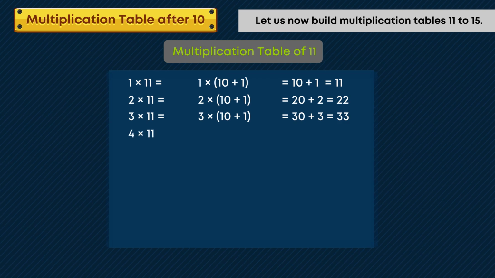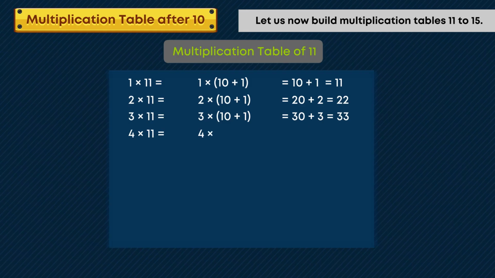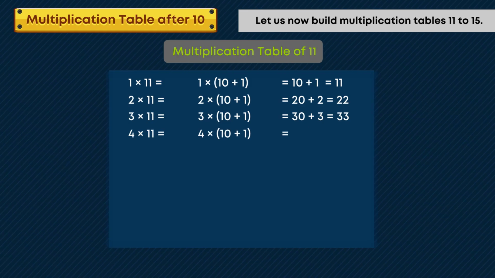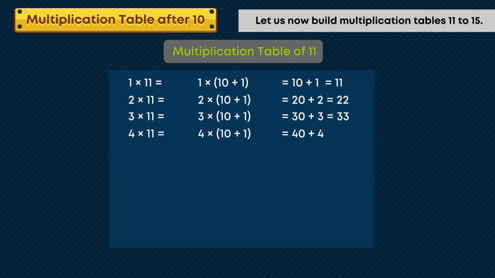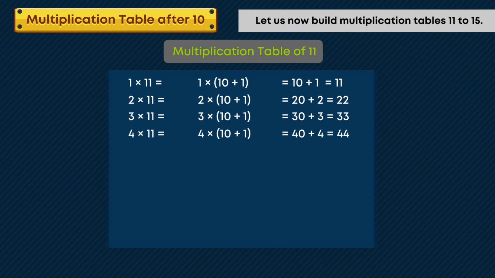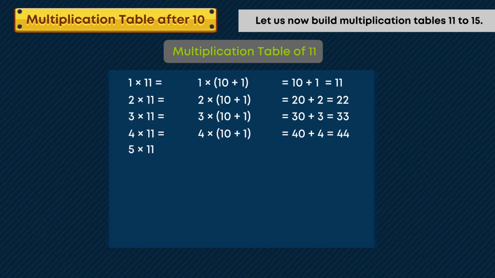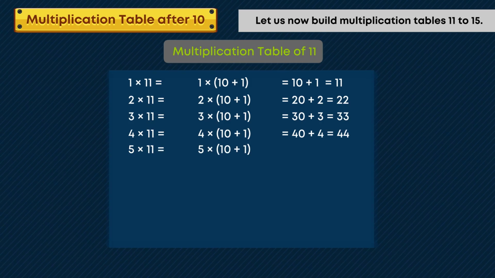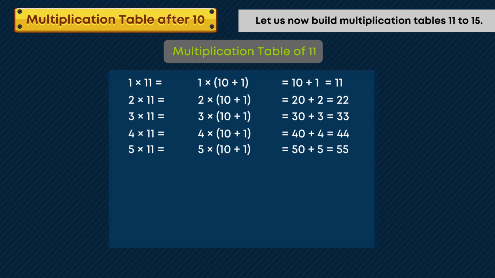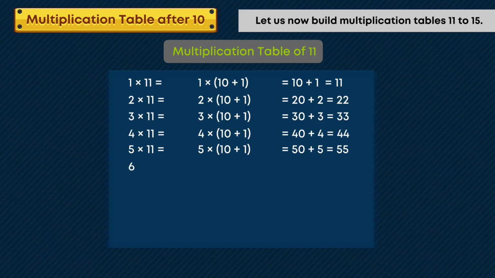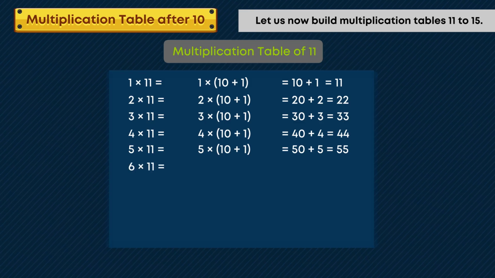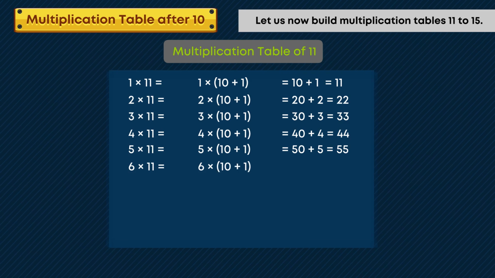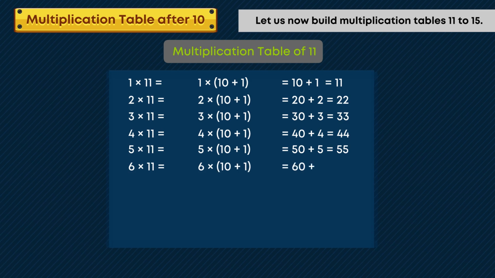4 into 11 is equal to 4 into 10 plus 1 is equal to 40 plus 4 is equal to 44. 5 into 11 is equal to 5 into 10 plus 1 is equal to 50 plus 5 is equal to 55. 6 into 11 is equal to 6 into 10 plus 1 is equal to 60 plus 6 is equal to 66.